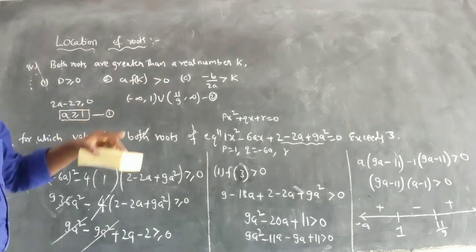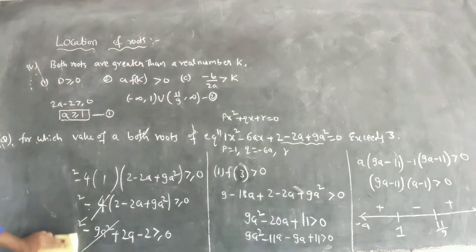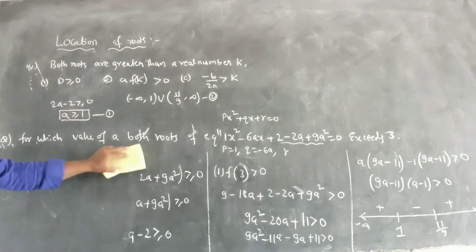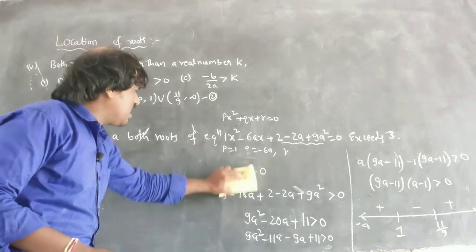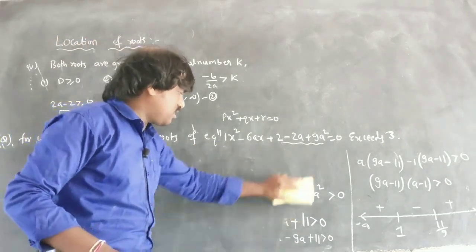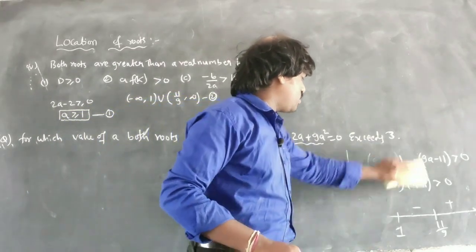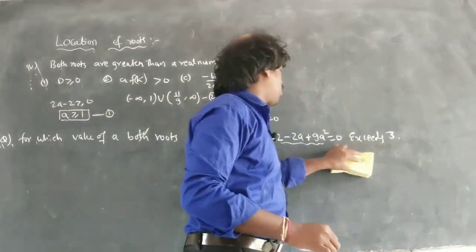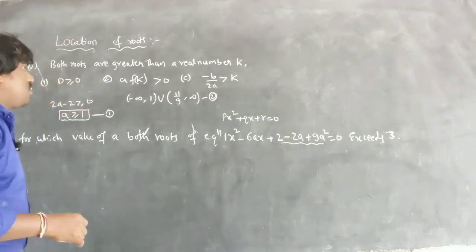Now let us go for the final case, that is case number 3. So we can find all the 3, then we have to do the intersection of all 3. That is our answer. That's it. This is the way to deal with all IIT questions of this model, and this is called location of roots.